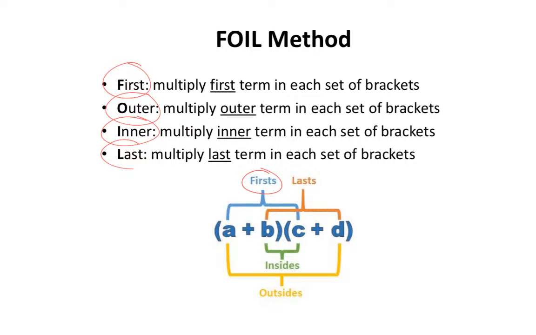Then you want to multiply the outer term in each set of brackets. Then you want to multiply the inner term in each set of brackets. And finally, you want to multiply the last term in each set of brackets. And that is how you can multiply a binomial by a binomial using FOIL.